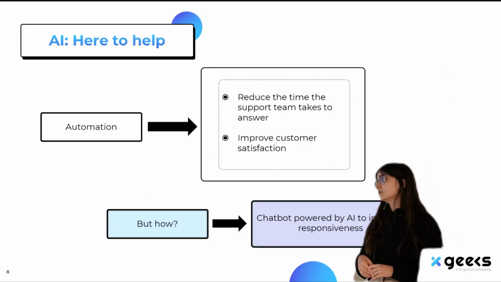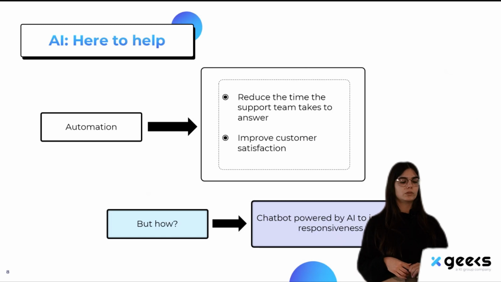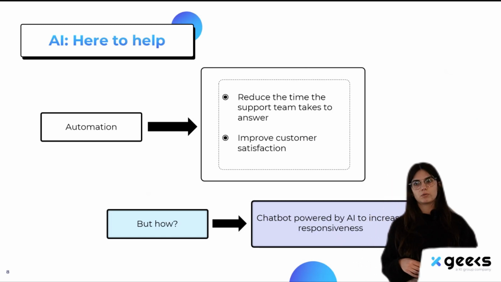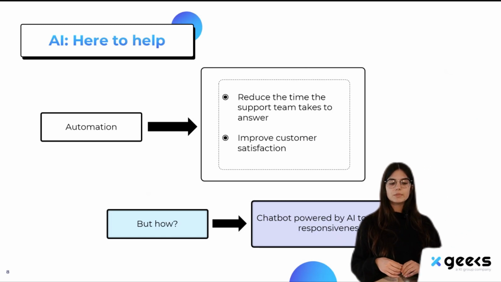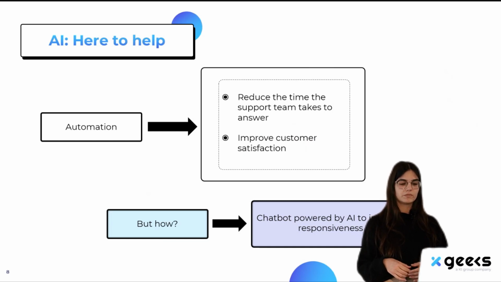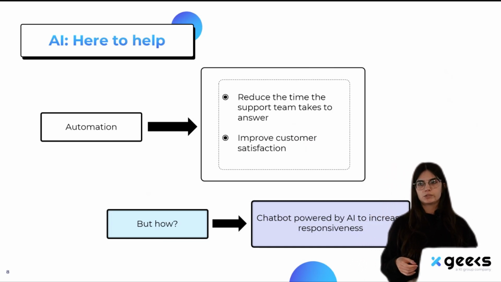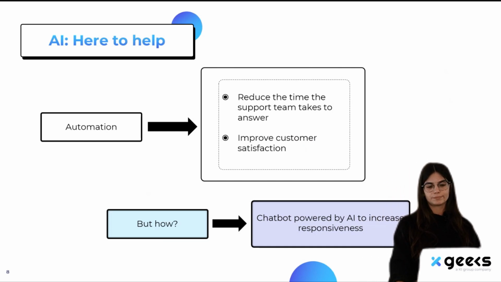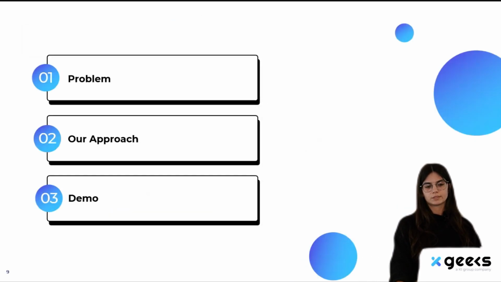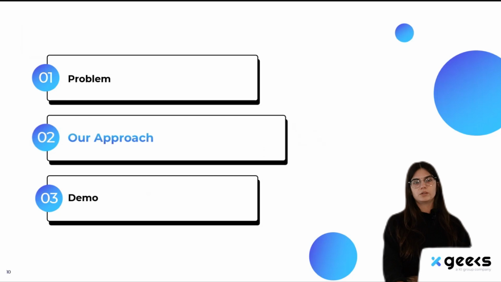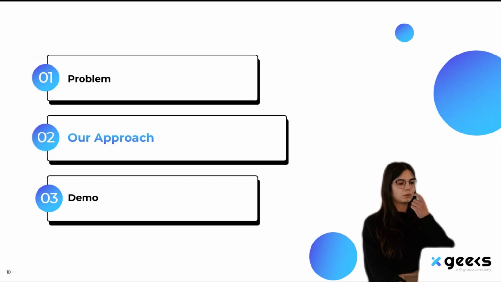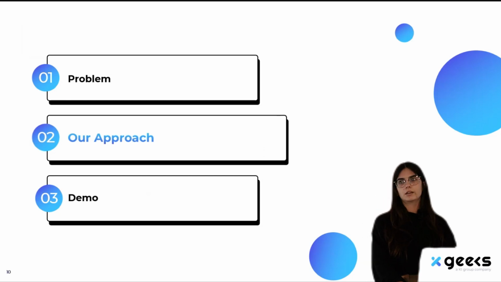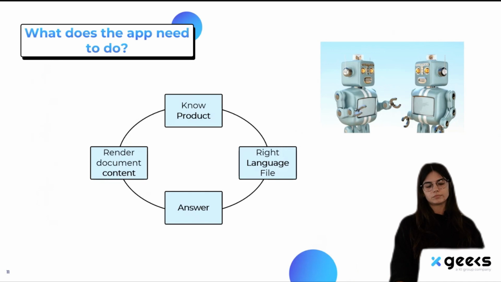But how can we do that? So our idea was to build a chatbot powered by AI to increase the responsiveness every time a supporter was looking for datasheets or operation instructions. So now that we know what the problem is, I'm going to show you what was our approach.